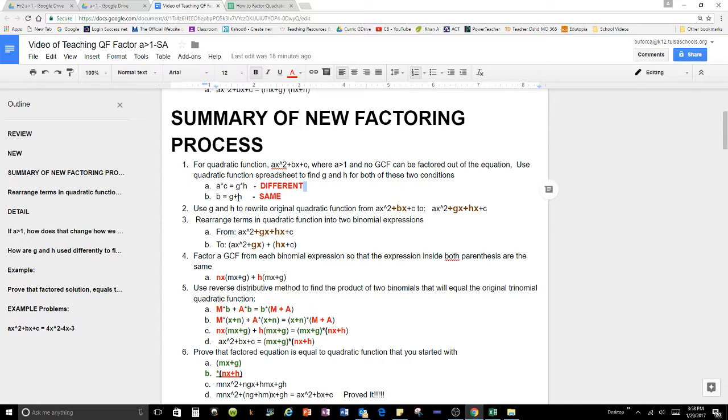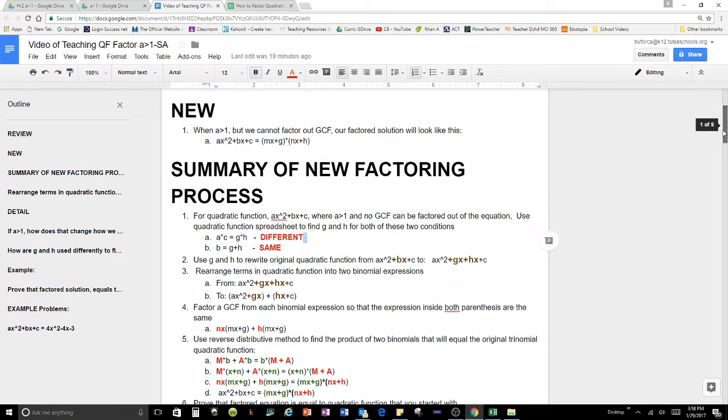What stays the same, however, is that the sum of G and H will equal B, and B is the middle term of our quadratic expression. So what we do from here is go into our quadratic function spreadsheet and look for values of G and H such that when we multiply G and H together, they give us the number equal to A times C, and at the same time that same G and H must sum to whatever B is. Okay, so once we get those numbers, we're going to do something different.